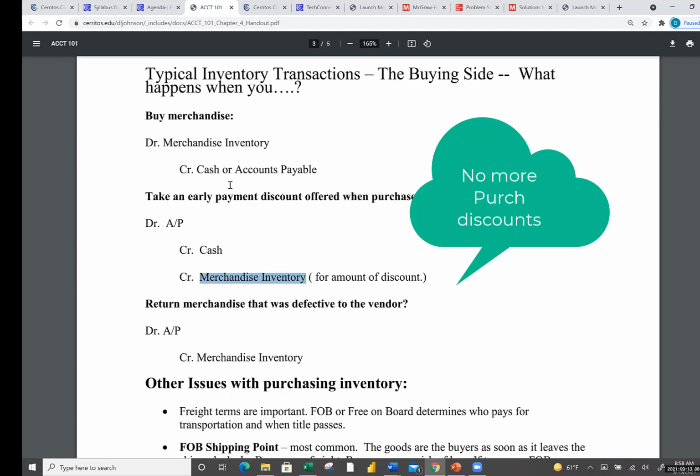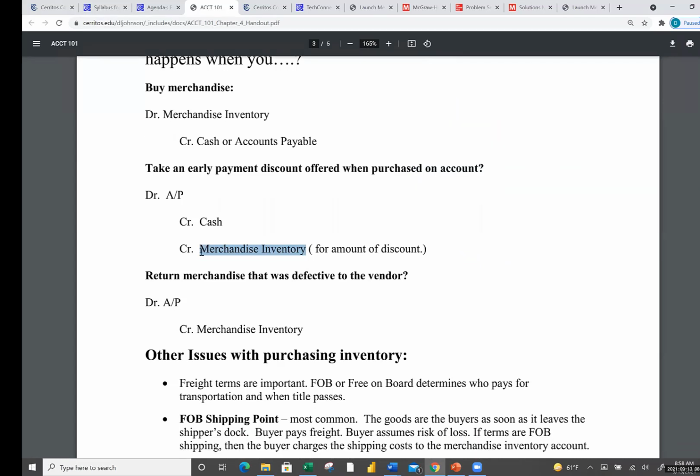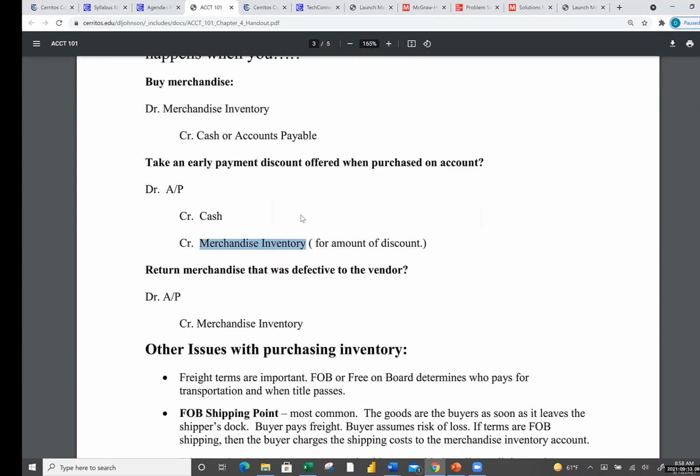So here's the journal entry to buy it. Here's the journal entry for that prompt payment. We're using the gross method, by the way.